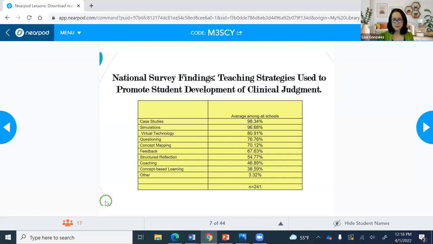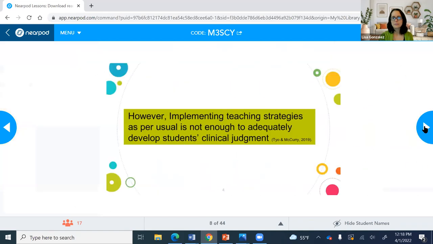So these are some of the teaching and learning strategies that are used across the country. And concept mapping falls right in the middle there. I feel like sometimes it can be an underutilized strategy. But when you look in the literature, there's actually a lot of different ideas of ways to use concept mapping. So we're going to talk about just a few of them here today. And hopefully, you can share some of the ways that you've used concept mapping.